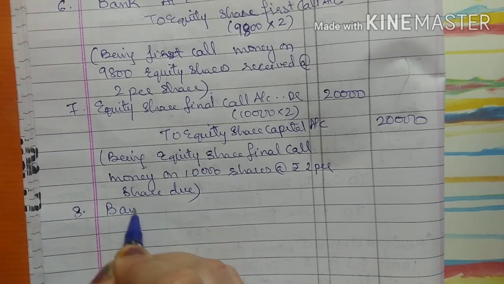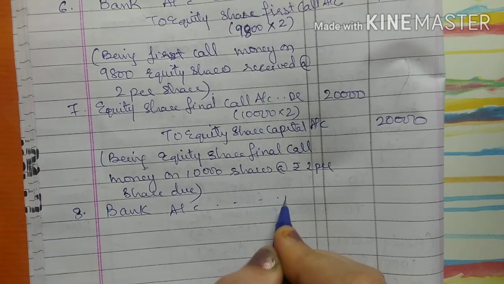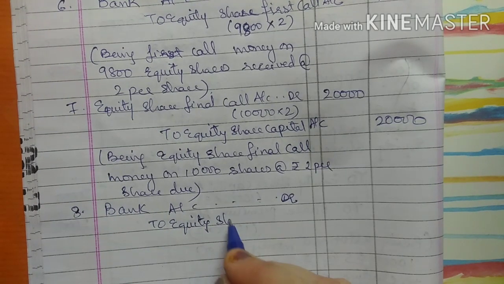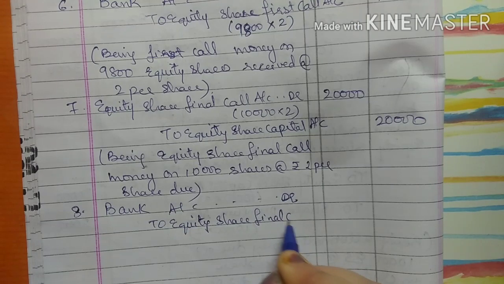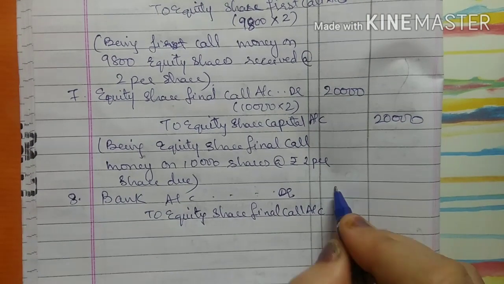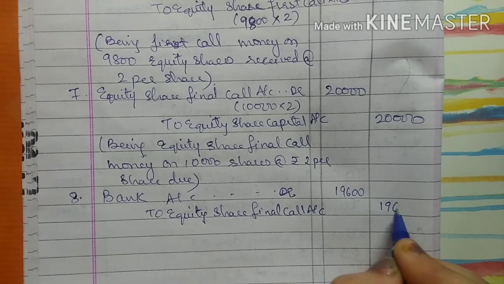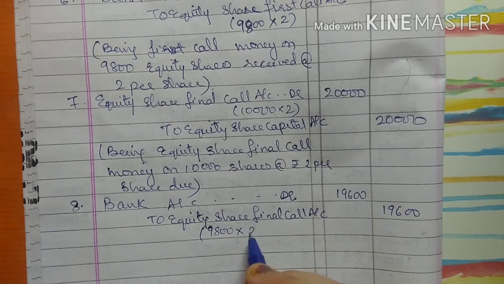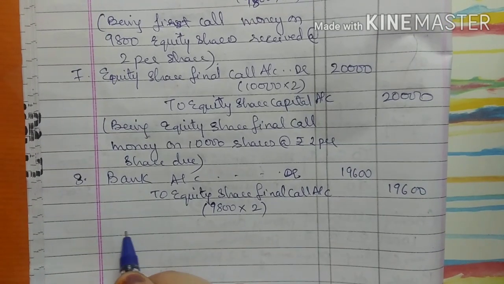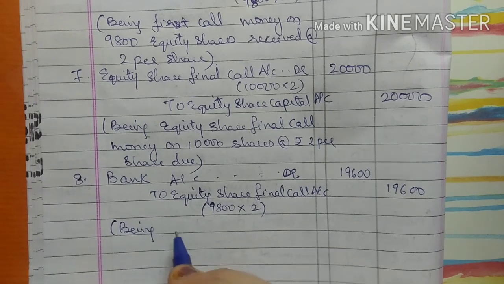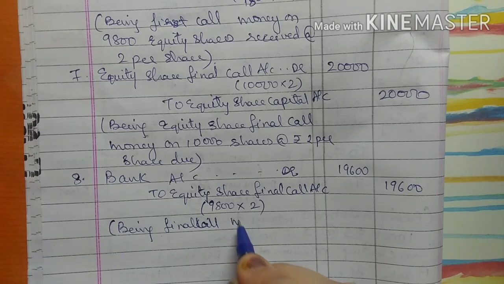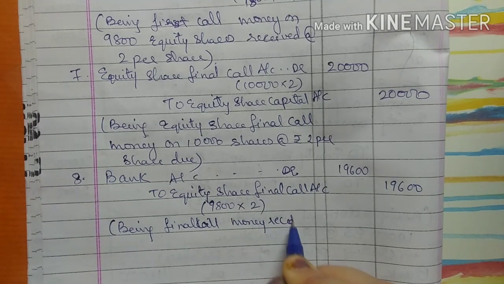So bank account debit to equity share final call account. So it will be how much? 19,600. How? 10,000 minus 200. So that is what, 9,800 shareholders have paid 2 rupees per share. So the narration will be being final call money received on 9,800 equity shares, right?